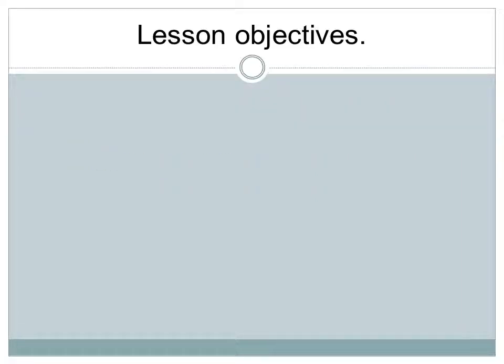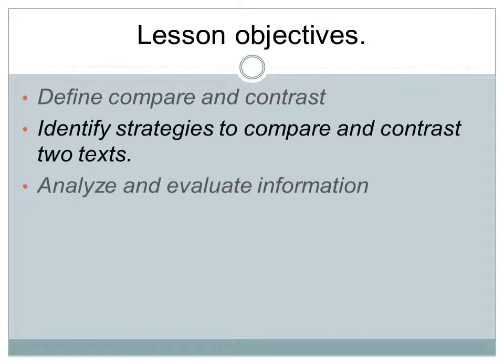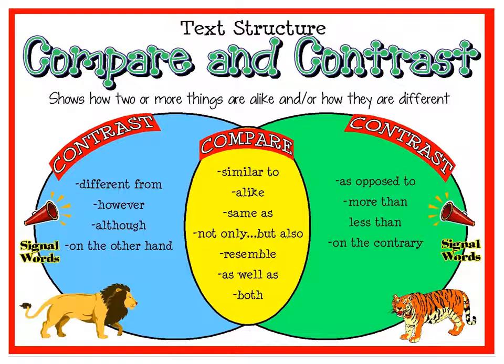So, the lesson objectives are to define what compare and contrast means, identify strategies to compare and contrast two texts, analyze and evaluate information. So, compare and contrast basically shows how two or more things are alike and how they're different.